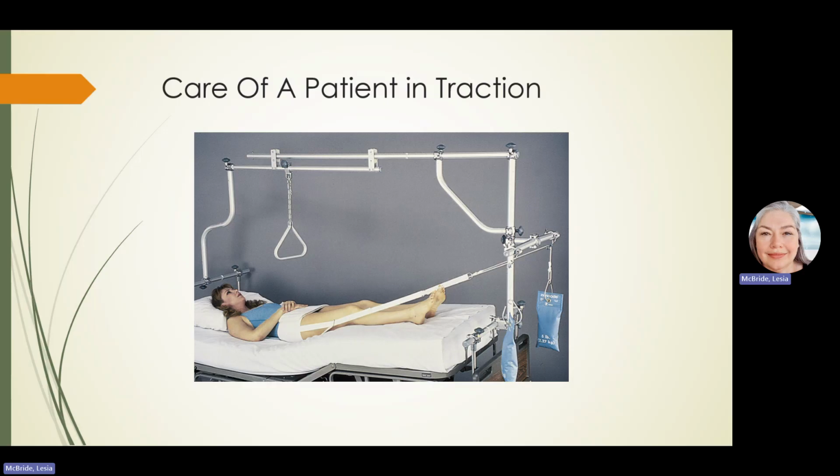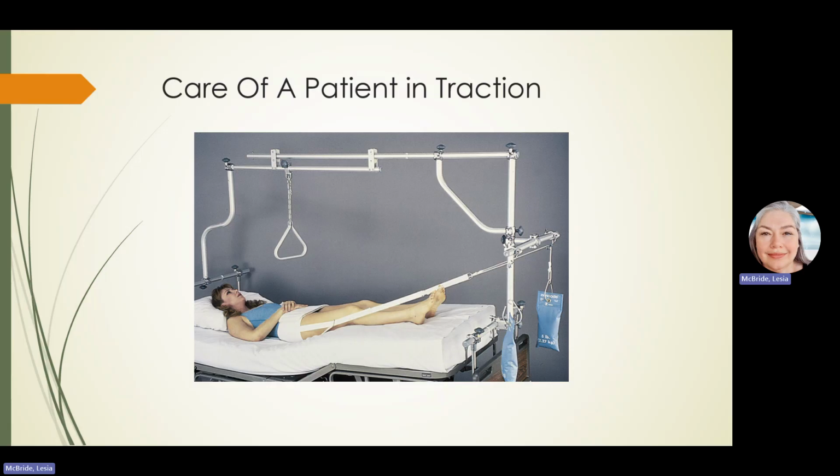Some of our patients will be in traction. There are a number of tractions that are out there. They can have traction that alleviates lower back spasms. They can have traction that is actually part of the healing of the bone fracture or the leg fracture, the hip fracture, wherever it goes.